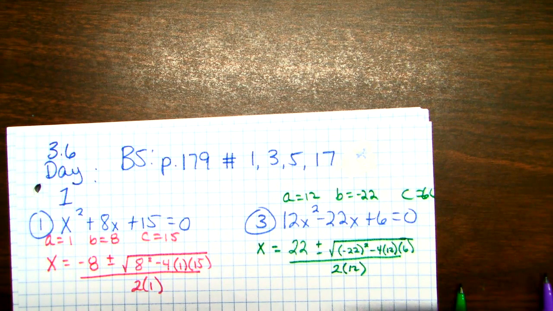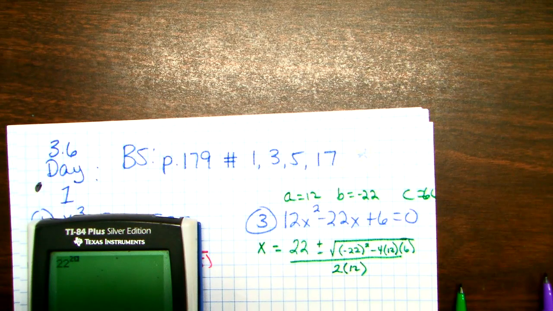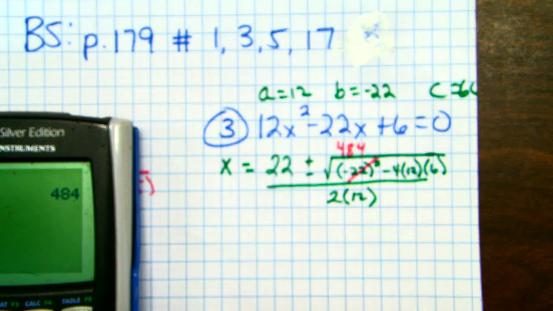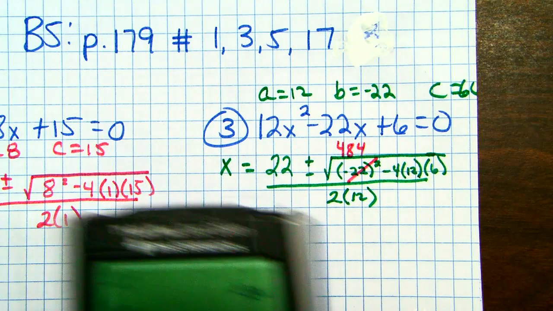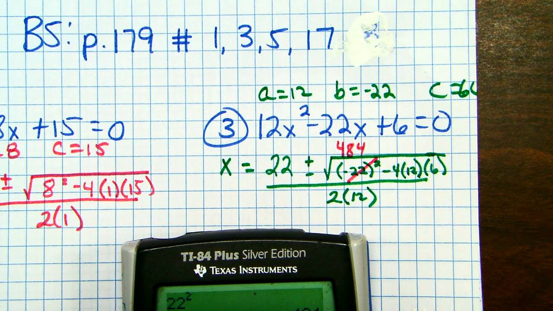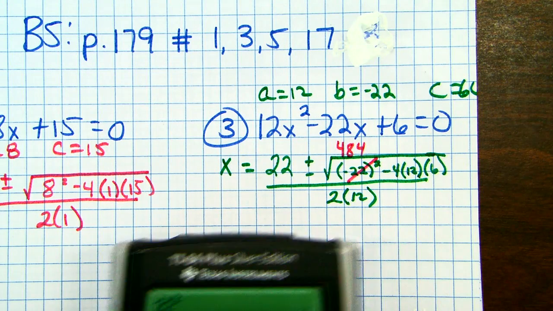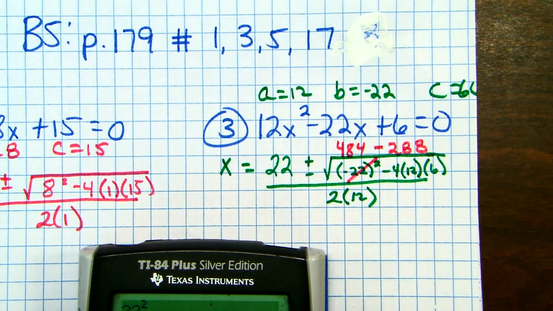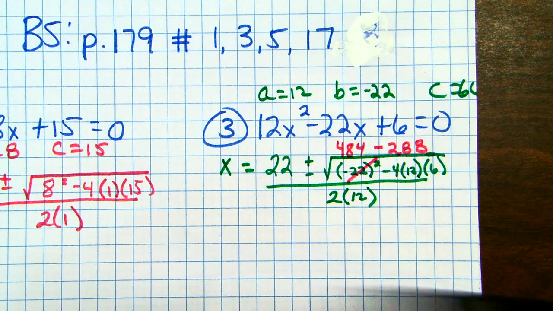All right, we're going to get some really big numbers here. So 22 squared, or negative 22 squared, is 484. Then I type in my calculator negative 4 times 12 times 6, and I get negative, so minus 288. So 484 minus 288, I'm going to get 196 under the radical.